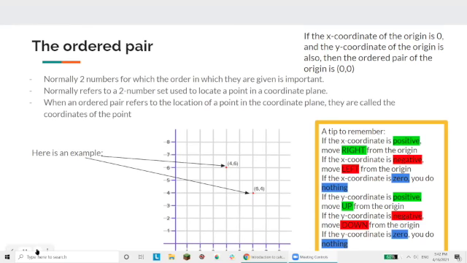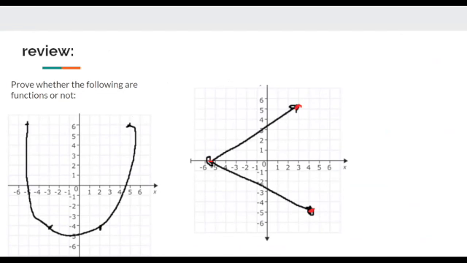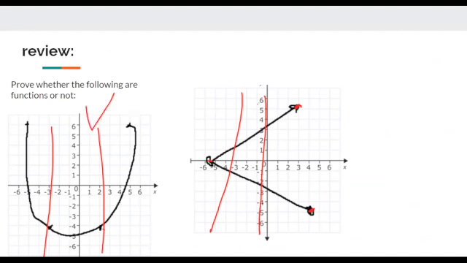Review. To prove whether these relationships are functions, you simply draw two lines, 1, 2. The two lines don't repeat on two points on the graph twice, so this is a function. Now this one is not a function. This one is not a function because on each vertical line there are 2 points that repeat. 1, 2, 3, and 4. So this is not a function.